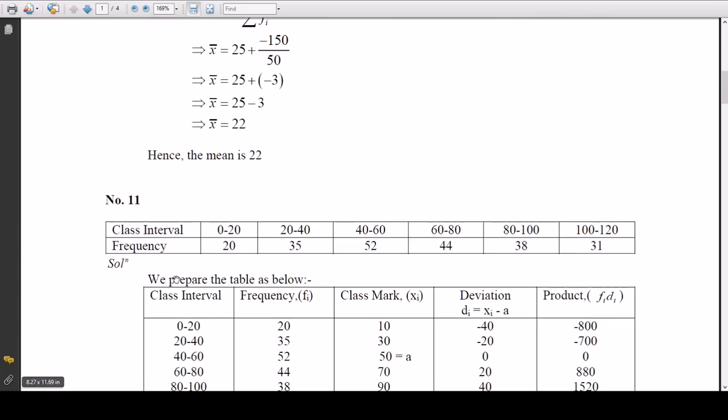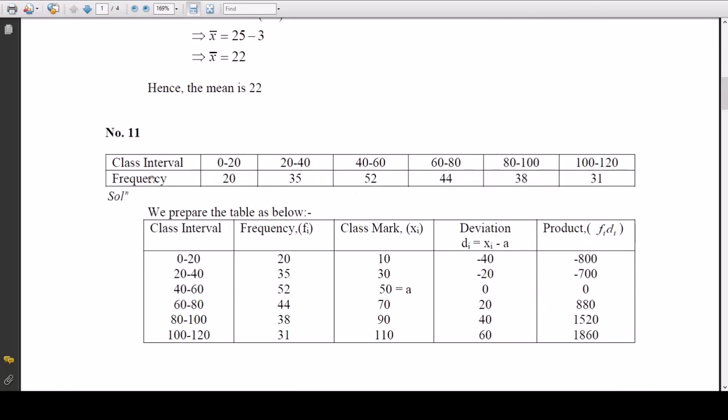Next with number 11. The same thing we have to do here. The class interval and frequency, you prepare a table as per the data given in the question. The class mark, how will you get the class mark? Again the same thing, the mid value of a class interval: 0 to 20 is 10, 20 to 40 is 30. I have not discussed how to find the class mark since I've already discussed it in the last part. The class mark we get by adding the lower class limit plus the upper class limit divided by 2.